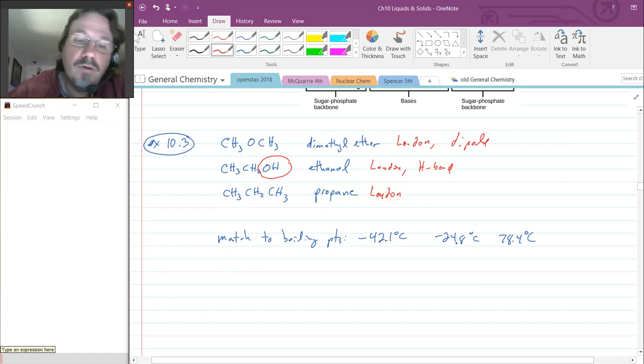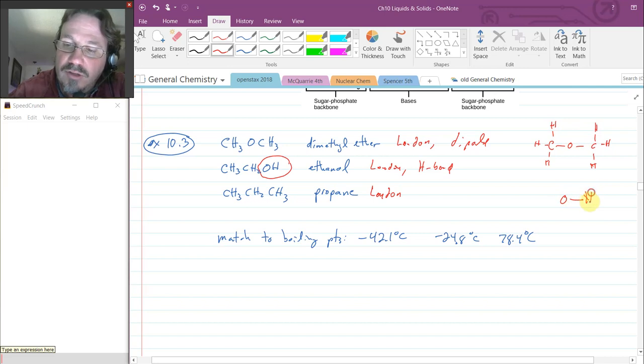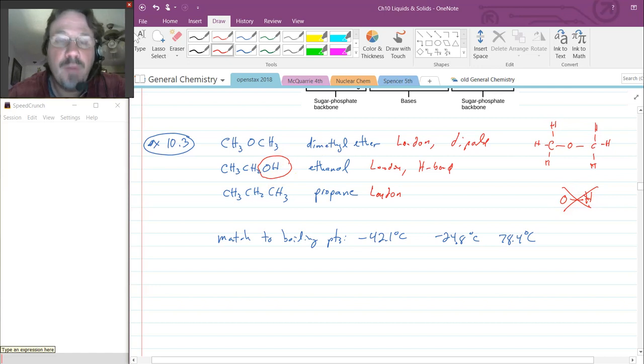Notice the first one does have both hydrogens and oxygens, but they're not directly connected. If I was to draw the structure of that out, I'd have a C with the 3 H's, then it's bonded to an O, to the next C with its 3 H's. So it's got both hydrogens and oxygen, but I don't have an oxygen directly connected to a hydrogen. If I did, I'd have H bonds. That's what happens right here in the ethanol. For this top one, nope, I don't have it. I've got dipoles, but I don't have H bonds.